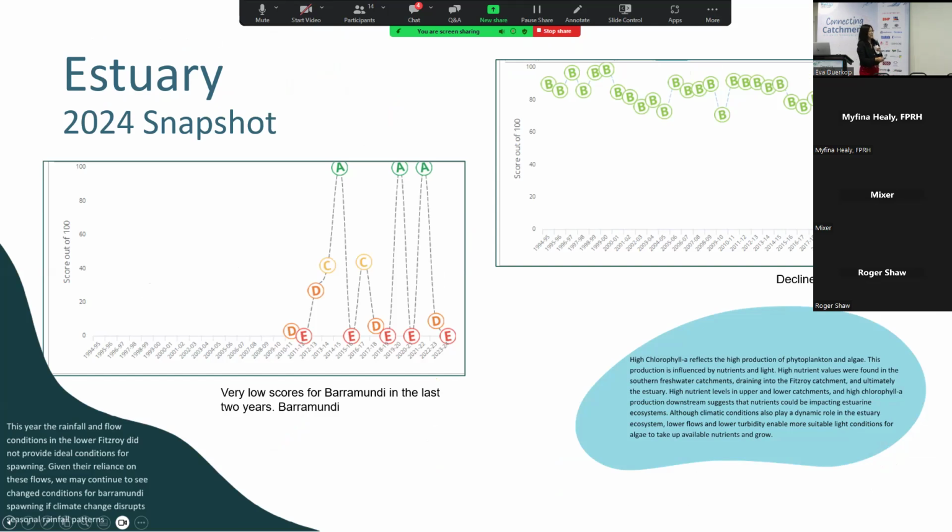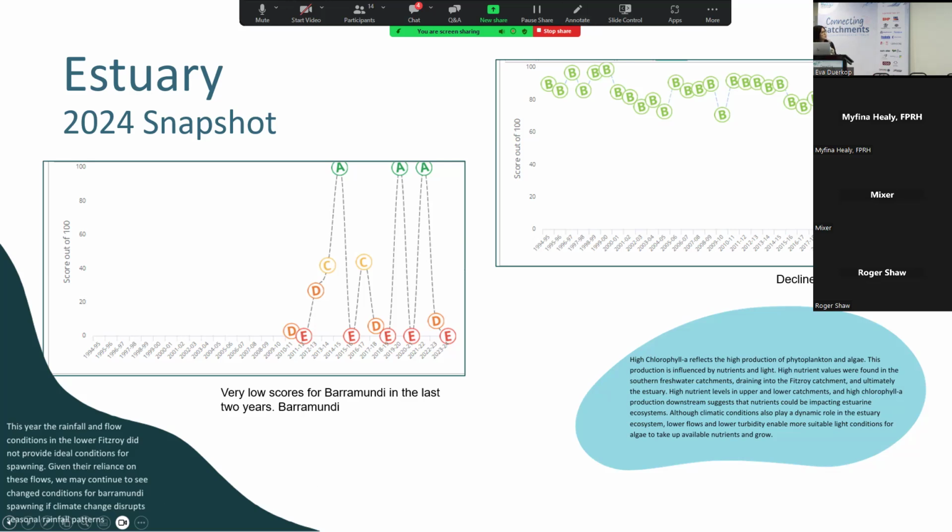And when you look at the snapshot, sorry, this is the barramundi story then, look at the fluctuation of the barramundi here from D, so it went up to an A in 2013-14 here as well, two report cards ago, and then has dipped down to a D and has not recovered. So associated with flows, which we could talk more about later on.